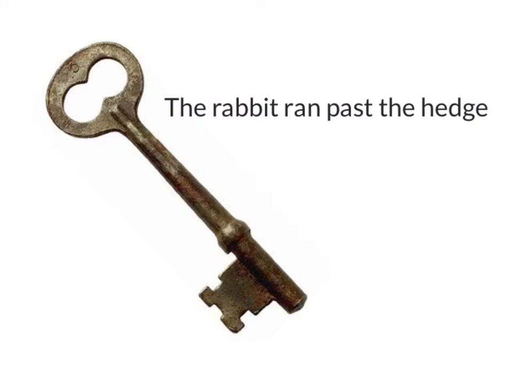Now look at this sentence. The rabbit ran past the hedge. In this sentence, there are three key words. The key words in this sentence are rabbit, because that's who it is, ran, that's what he's doing, and hedge, that's where he's going, what he ran past.